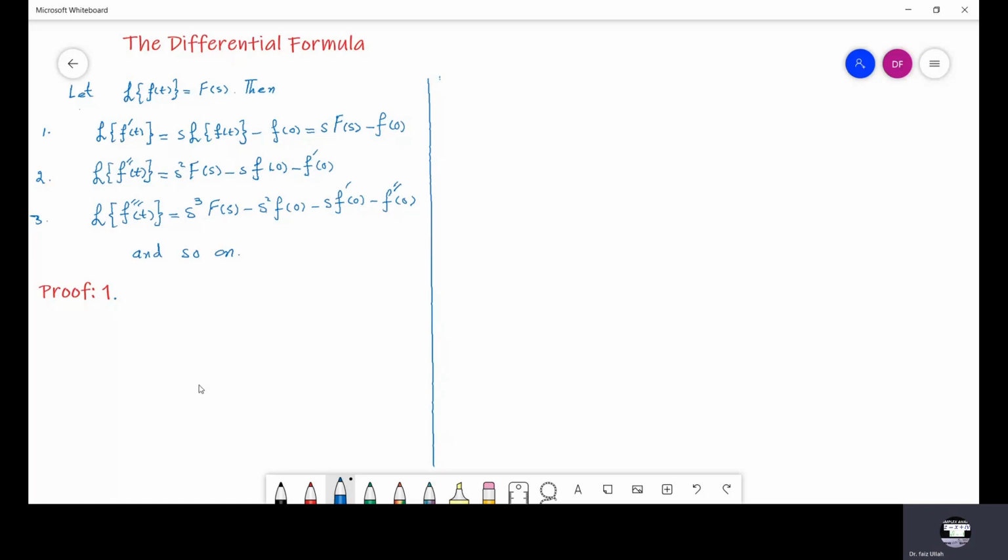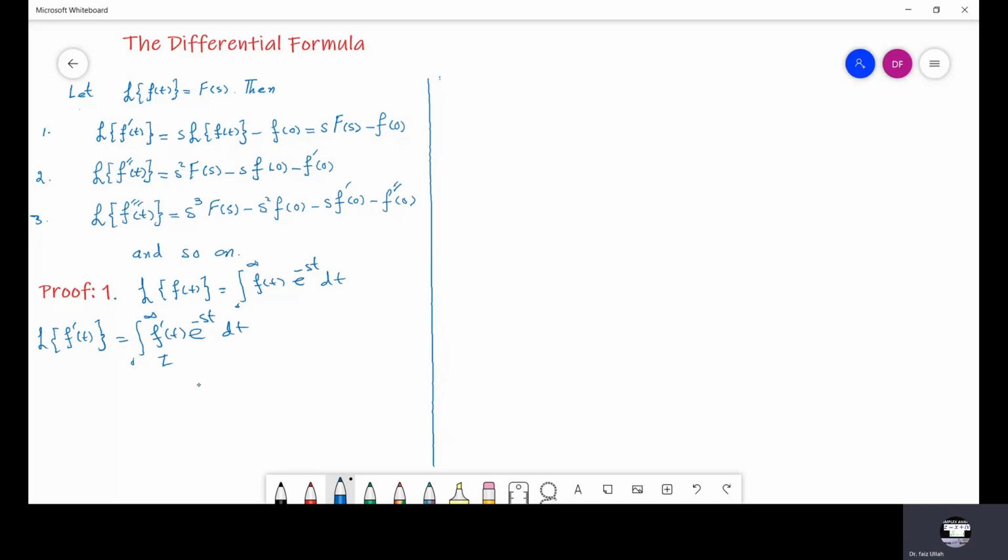Let us see the proof of the first formula. Here we use the basic formula for the Laplace transform, which is Laplace transform of f of t is equal to integral from 0 to infinity f of t e power minus st dt. And now let us obtain Laplace transform of f dash of t. So just replace f of t by f dash in the above formula. We have integration from 0 to infinity f dash of t e power minus st dt.